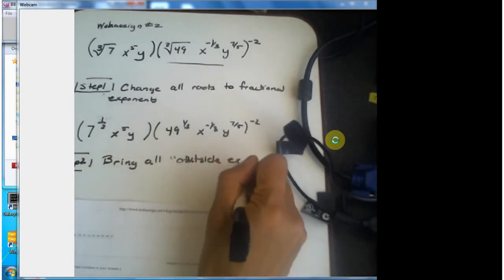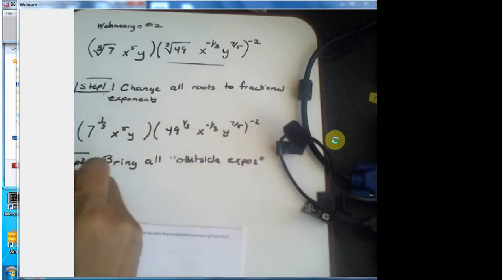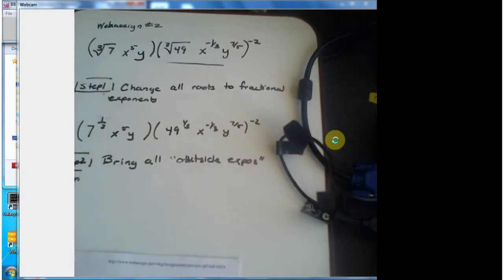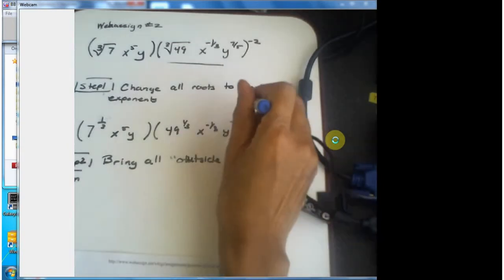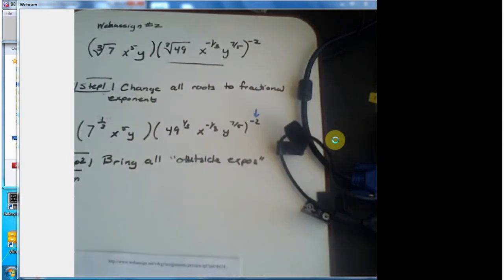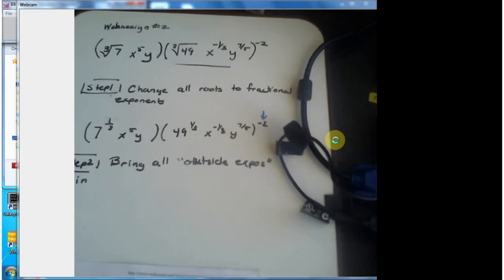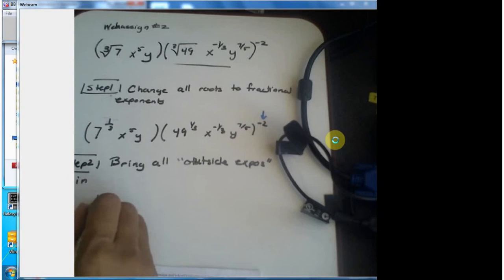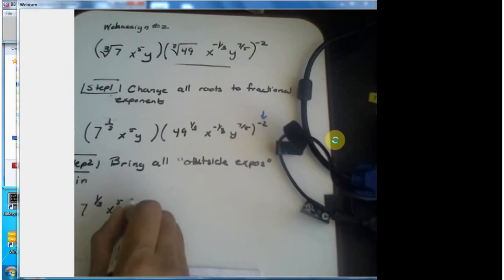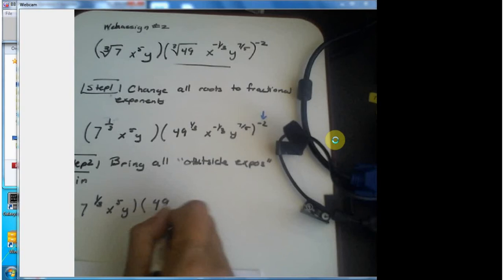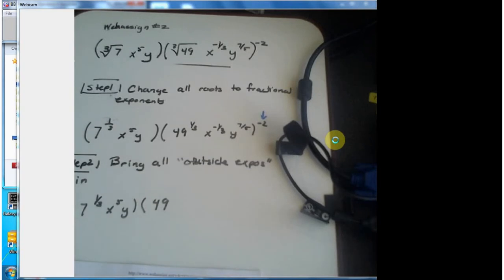Outside exponents. So what I mean by outside exponent is this thing right here. Bring that in. What is the new exponent going to be? What am I supposed to do with 1/3 and -2? Multiply them. That's -2/3 when you multiply them.